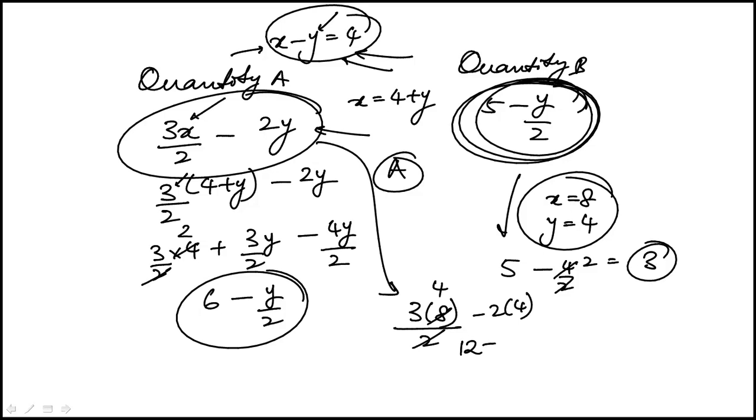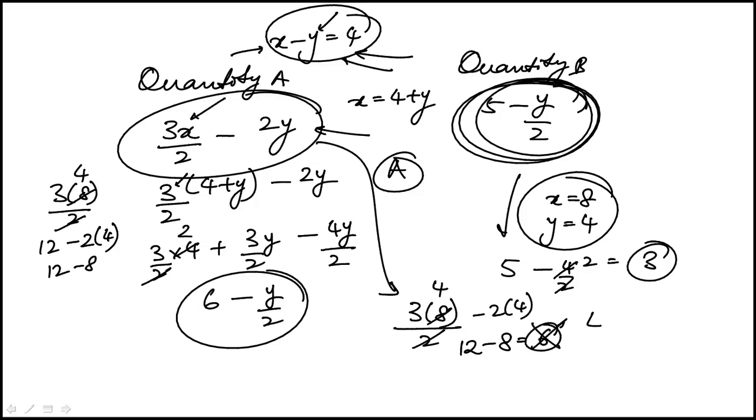So that's 12 minus 8 is 6. Let me just make sure, these numbers seemed a little bit different than what I had here. So that's 3 times 8 over 2. So 12 minus 2 times 4. Yeah, so it's 12 minus 8 actually. So my mistake here, it's not 6, so that would be 4. So the key thing is quantity A is bigger.